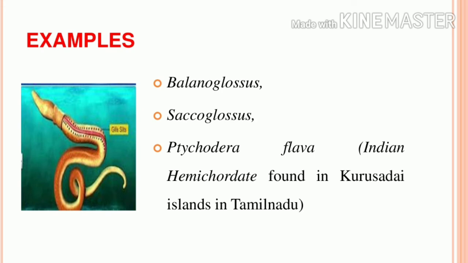Excretion is done by the proboscis gland or glomerulus situated in the proboscis, and the nervous system is primitive. Fertilization is external and development is indirect, producing a swimming larva called the Tornaria larva. Okay, what are the examples of these hemichordates? Balanoglossus, Saccoglossus. Ptychodera flava is the Indian hemichordate, found in the Krusadai Islands in Tamil Nadu. Can you understand? Thank you.